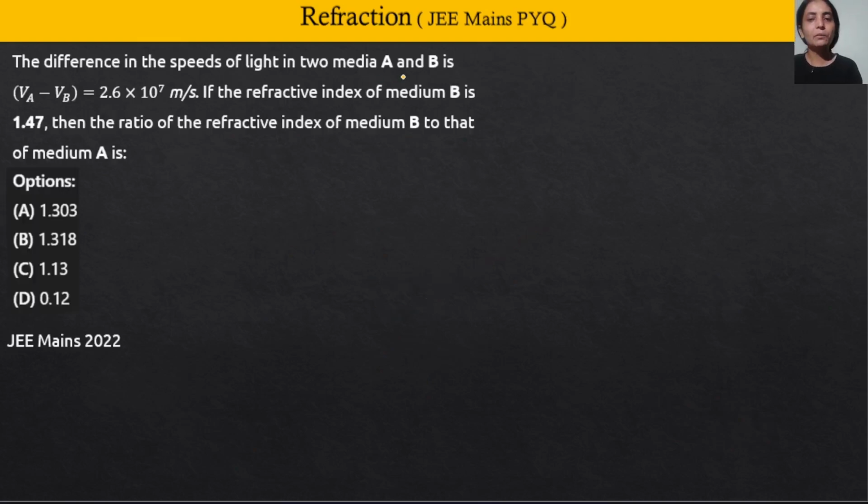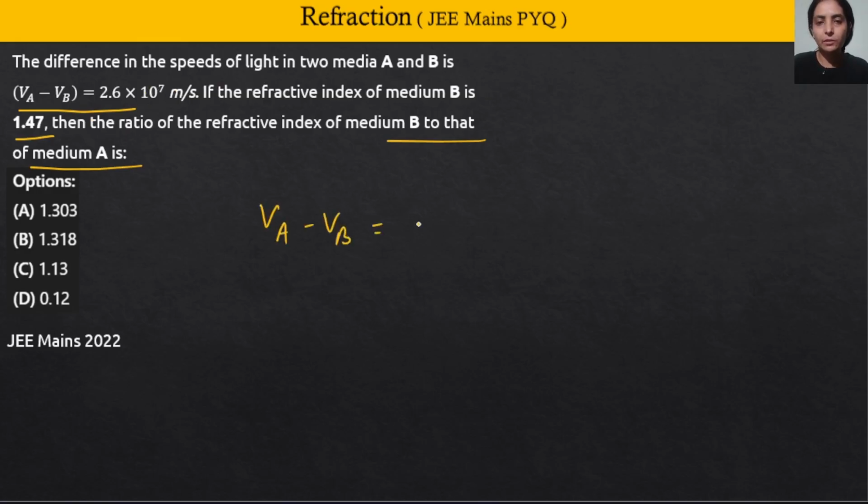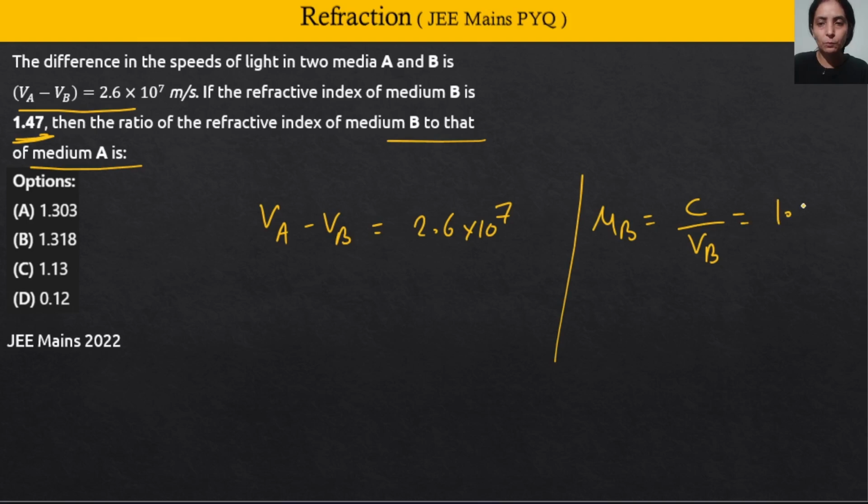The difference in the speed of light in two media is given. If the refractive index of medium B is given, then the ratio of refractive index of medium B to that of A will be what? What are we given? We are given their velocity difference, so VA minus VB is 2.6 into 10 to the power 7. Refractive index of medium B is given, so mu b will be c by VB, which is given as 1.47. So basically VB is c by 1.47.